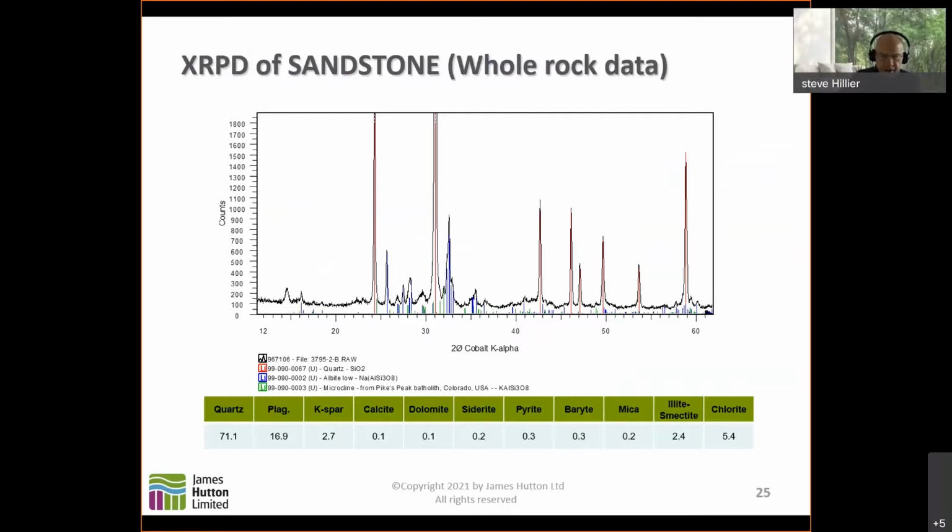And so here's an example for this particular sandstone, where we identify a range of minerals: quartz, plagioclase, potassium feldspars, some carbonates, pyrite, a little bit of barite, perhaps from drilling mud. This is an oil industry sample, and some clay minerals. And this quantitative analysis is usually done these days by what's called a full pattern fitting method, which can give pretty accurate analysis of all and any of the minerals present in that sandstone.